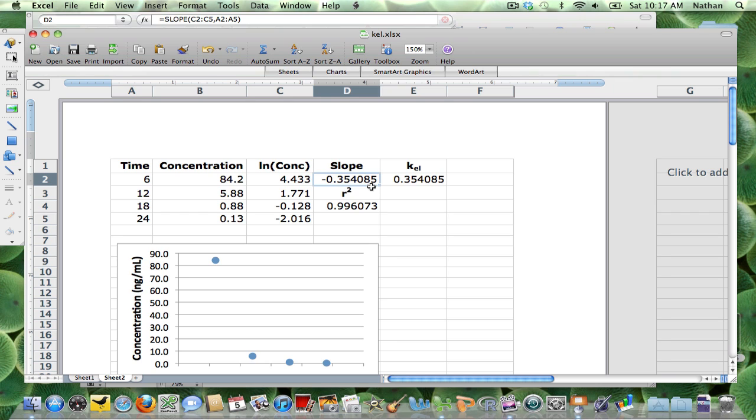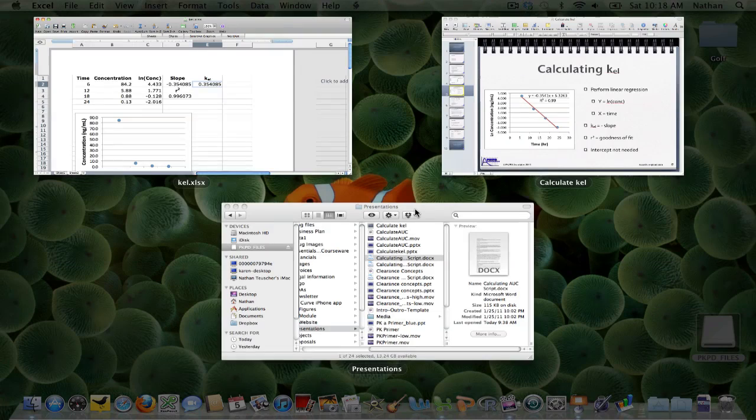Then we can calculate the R-squared using the R-squared function, much in the same fashion, R-squared and the known y's and the known x's. We added a negative up here because it's a negative correlation. It will give us a negative number. We can then easily calculate the KEL by taking the negative of the slope as we've done in this cell here. If you set up a template in Excel, you can easily calculate the KEL for any data set. So let's return to the presentation.